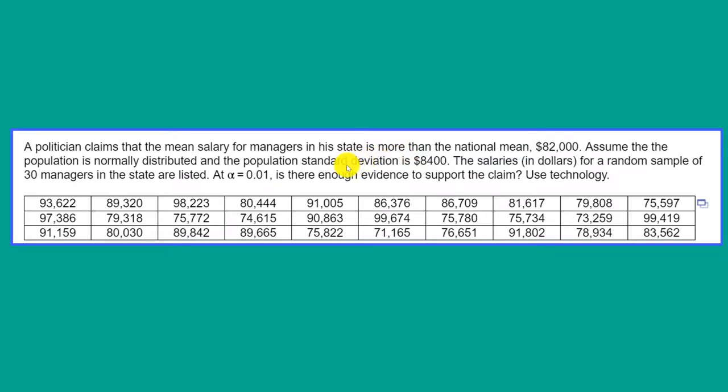We're given the population sigma of 8,400. That means in our intro course that we will use the Z distribution to do the test. Now we're given a lot of raw data here, 30 salaries. You would need to enter that into your technology. Remember, if you're in MyStatLab, you can click on the little blue rectangle and open this data directly in your technology. I'm going to use Excel, so let's move to Excel now.